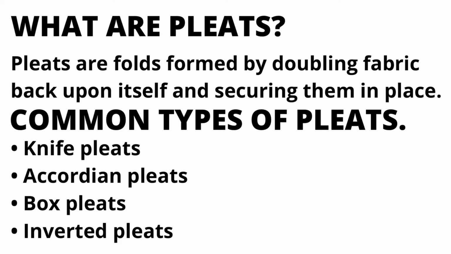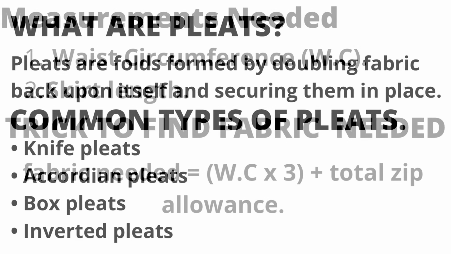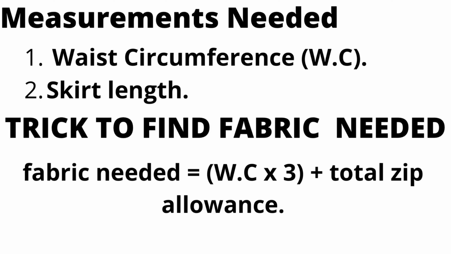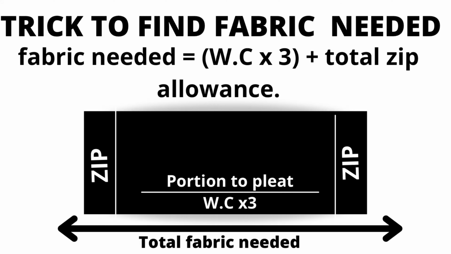Just in case you are wondering, what are pleats? Pleats are folds formed by doubling fabric back upon itself and securing them in place. Some common types of pleats are knife pleats, accordion pleats, box pleats, and inverted pleats. In today's video, we're going to be taking a look at the inverted pleats as well as knife pleats. However, you will need your waist circumference measurement and skirt length measurement. And also, I promise to share a trick with you guys.